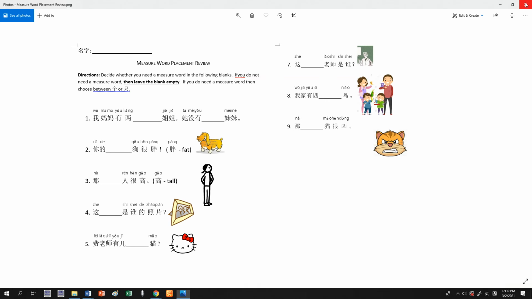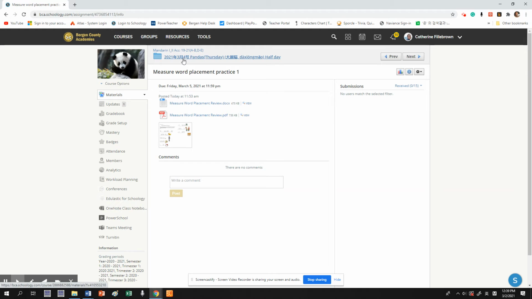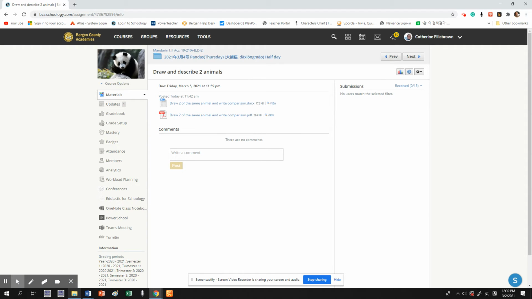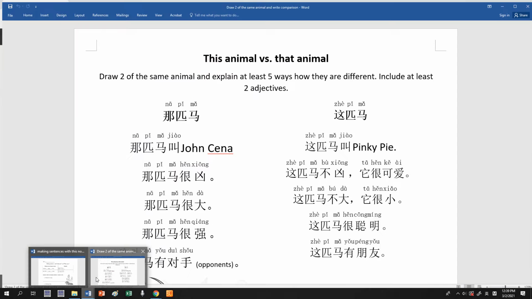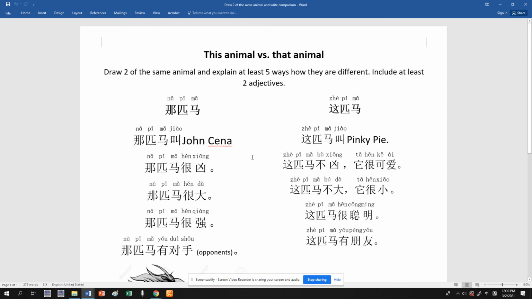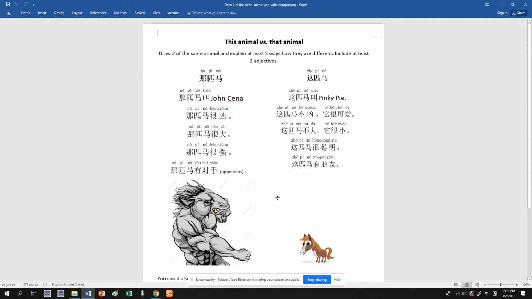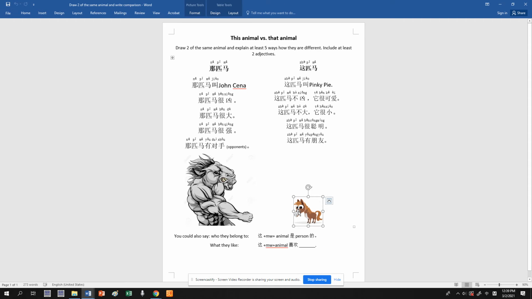After you've completed this worksheet, the next assignment, draw and describe 2 animals. This you can do on a separate piece of paper if you want. I think you'll have to do it on a separate piece of paper. The assignment looks like this animal versus that animal. You're going to draw 2 animals. I've drawn 2 horses. And you're going to call one that measure word animal, and you're going to call the other one this measure word animal. And you're going to describe each of them.